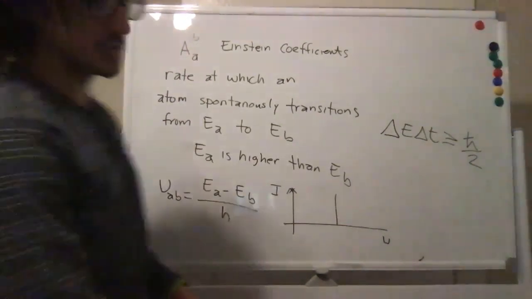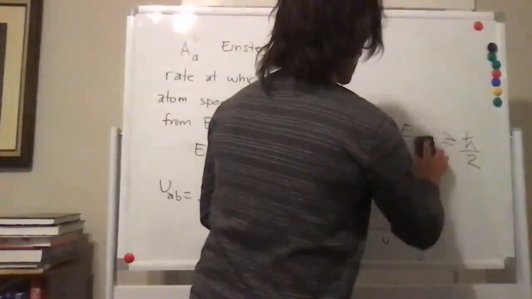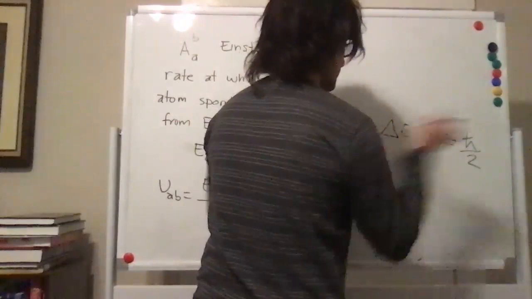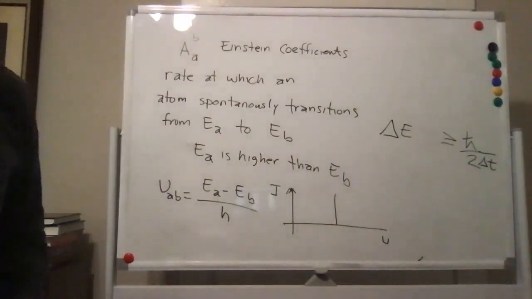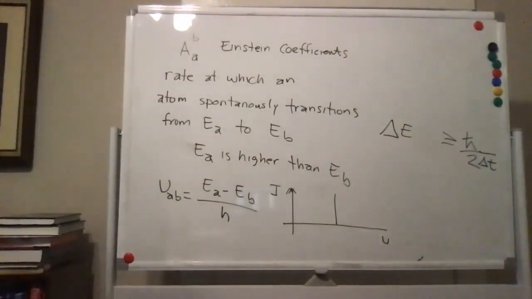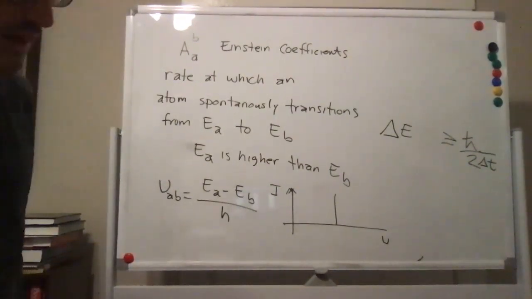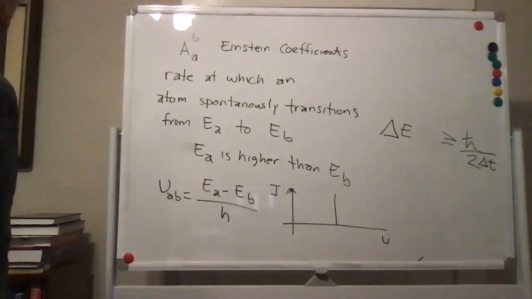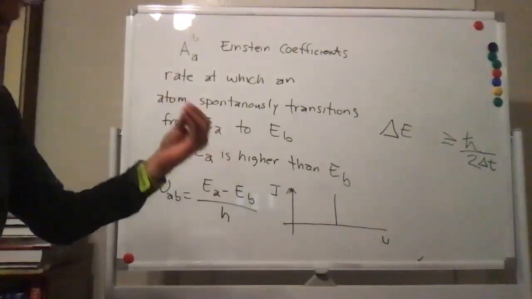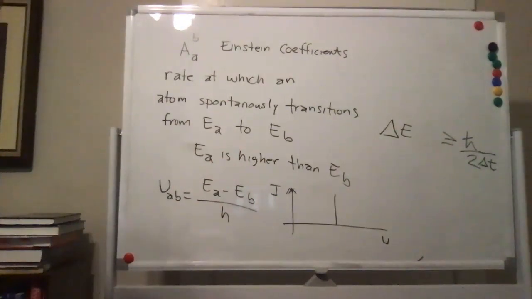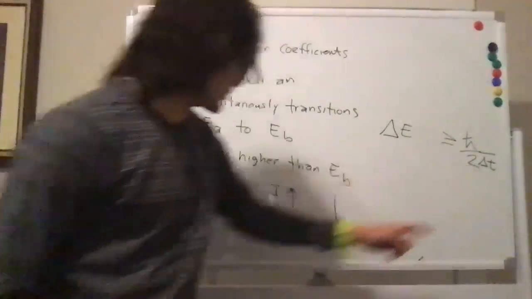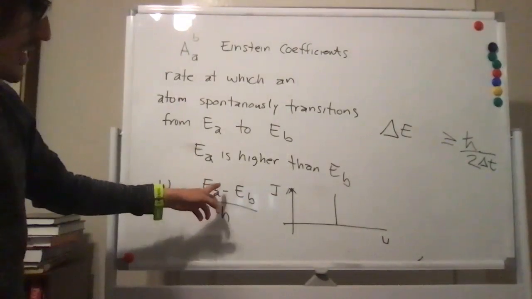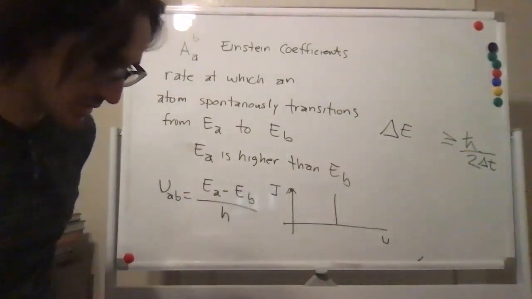So if it goes to zero, that means that the delta T goes to infinity. So what would that mean? Oh, that means that you took your measurement forever. Not only that you take the measurement forever, but that this photon is produced forever. But we know that doesn't happen, right? There's a delta T in which this transition happens.